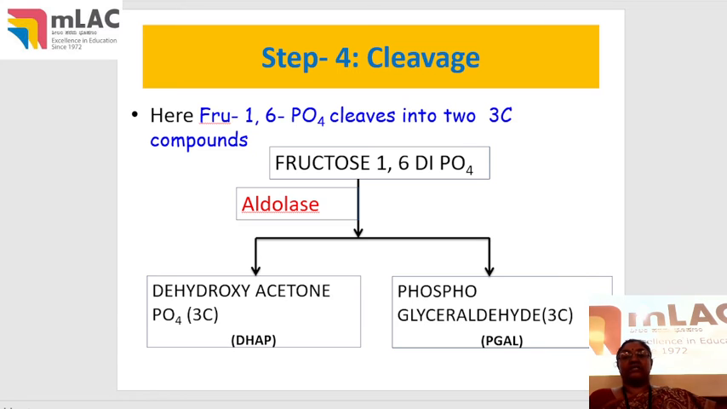Step 4 is called cleavage, wherein fructose 1,6-diphosphate molecule undergoes cleavage in the presence of aldolase enzyme to form dihydroxyacetone phosphate and phosphoglyceraldehyde. Both DHAP and PGAL are 3-carbon compounds. So we see here that from glucose to fructose 1,6-diphosphate, all the molecules formed were of 6 carbon nature, but exactly here fructose 1,6-diphosphate marks the beginning of breakdown process, and hence the pathway is also called fructose 1,6-diphosphate pathway.